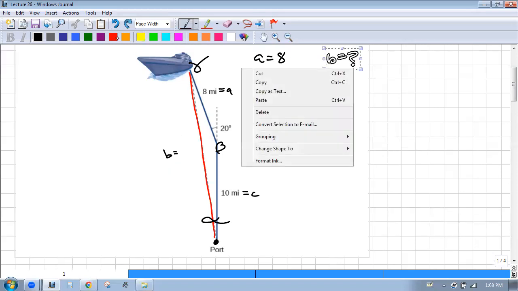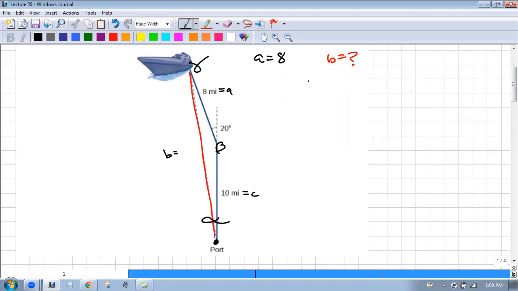I don't know what alpha is. Beta, I know what beta is. From here to here is 180 degrees, so 180 minus 20 would be 160 degrees. And C is 10. And we don't know what gamma is.